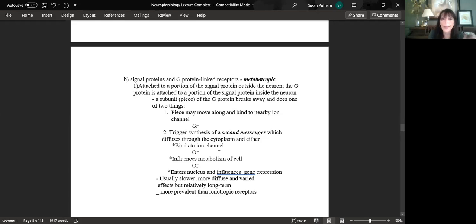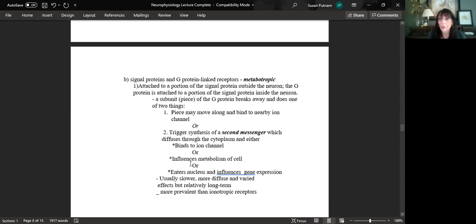Well, it can either bind to this ion channel. So instead of this exact G protein, it's a second messenger. It's like I sent my dog outside to take the plumber who was here yesterday a tool, okay? He's my messenger, my second messenger. I would be the first, I would be that G protein, but here you go, okay?